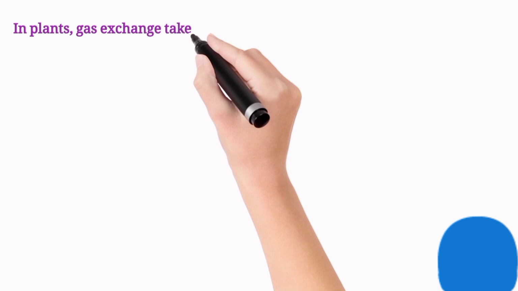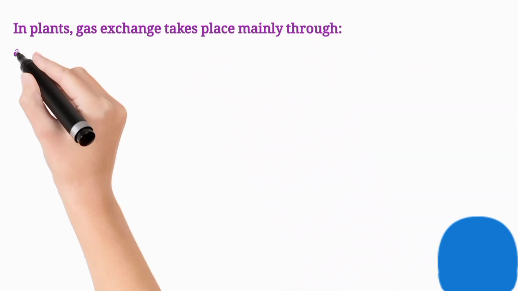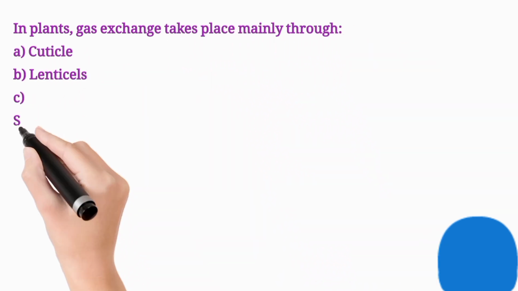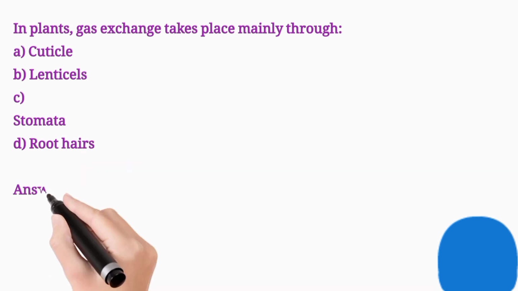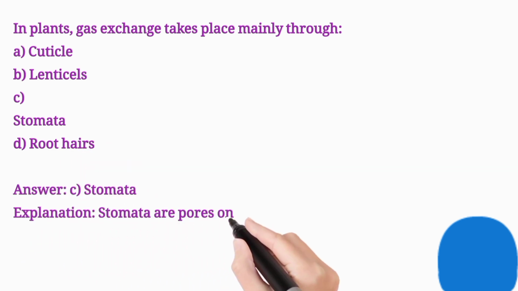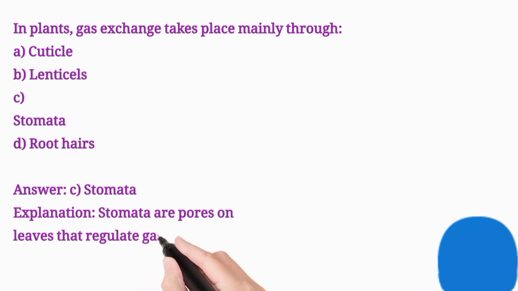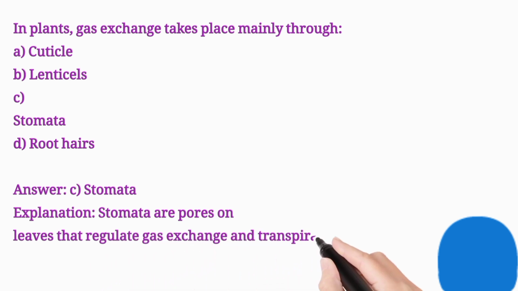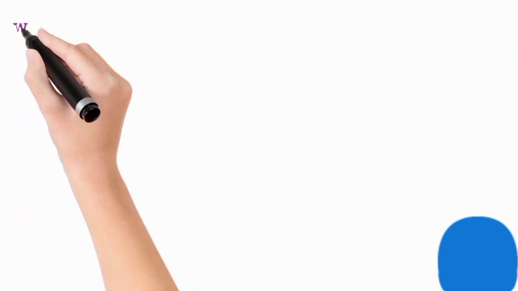In plants, gas exchange takes place mainly through cuticle, lenticel, stomata, and root hairs. Stomata are pores on leaves that regulate gas exchange and transpiration.